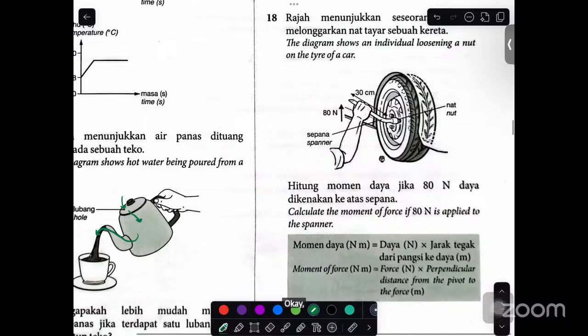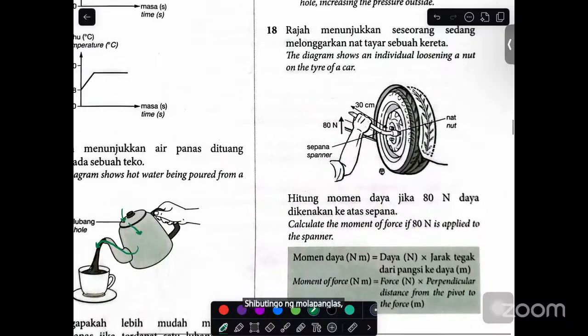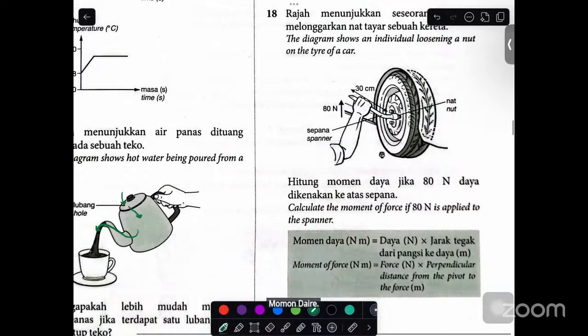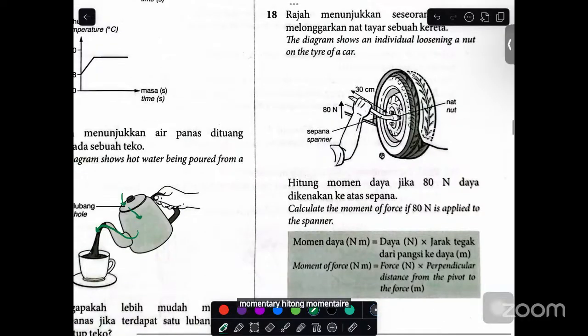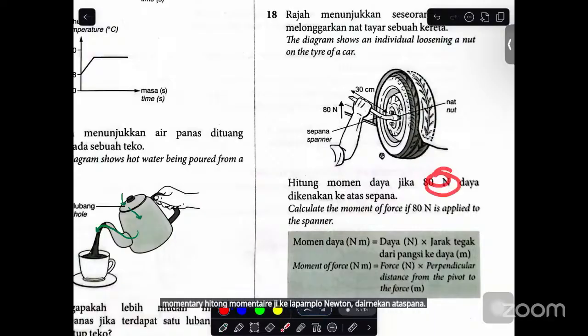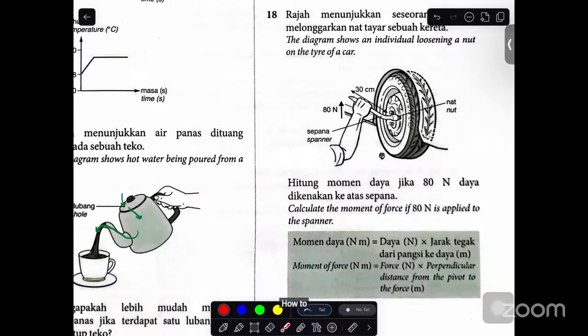Okay, nombor 18. Cuba tengok nombor 18. Moment daya. Moment daya, hitung moment daya jika 80 Newton daya dikenakan atas panah. How to calculate moment daya, moment of force? Cuba calculate.